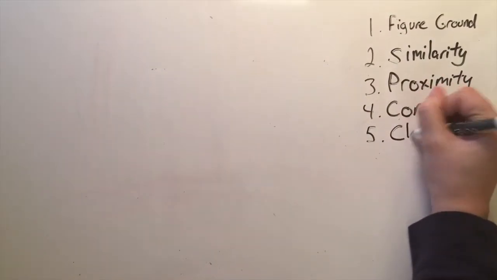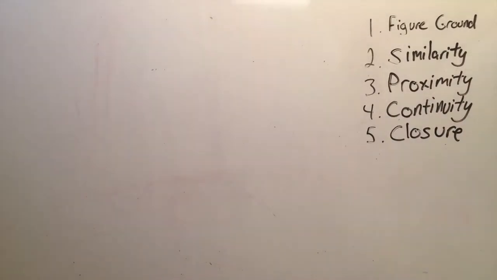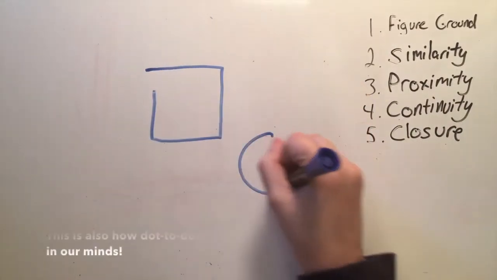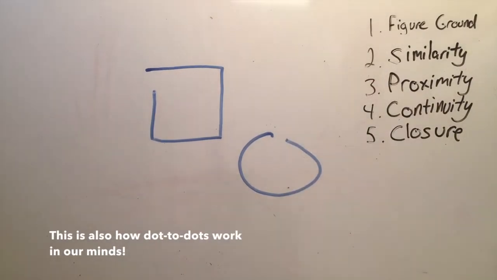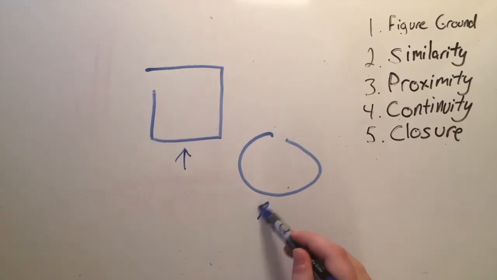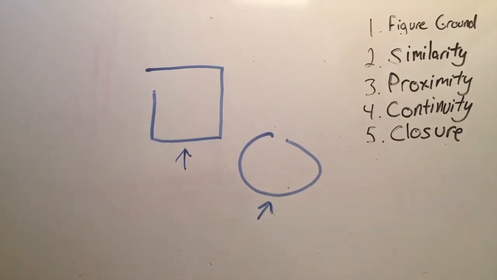The last principle is closure. The closure principle is about how the brain has a tendency to complete objects, to see them as wholes. When seeing this, your brain might tell you that this is a square and this is a circle. But actually that's not true because the object isn't finished. This is because your brain makes a leap and connects the missing parts into what it knows.